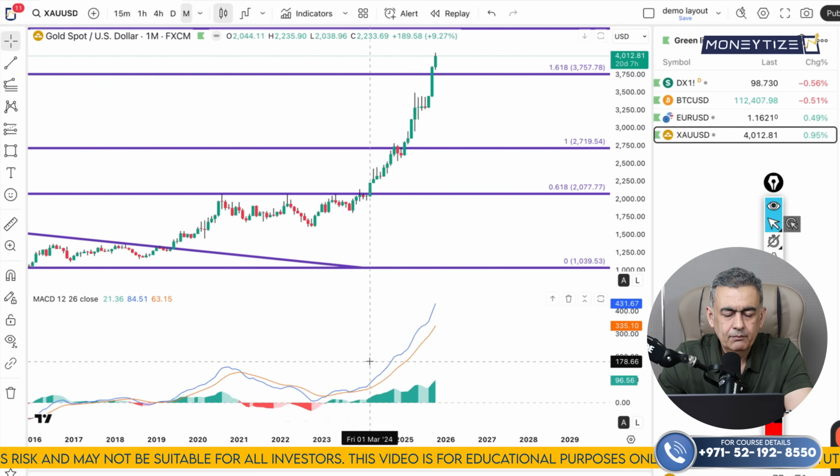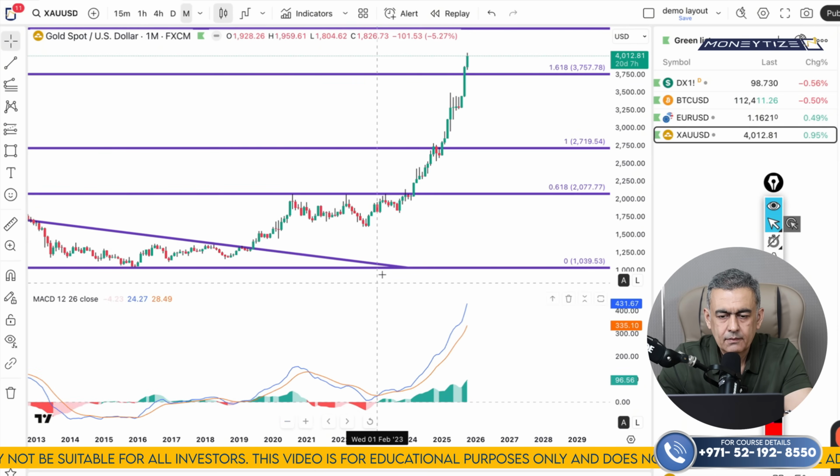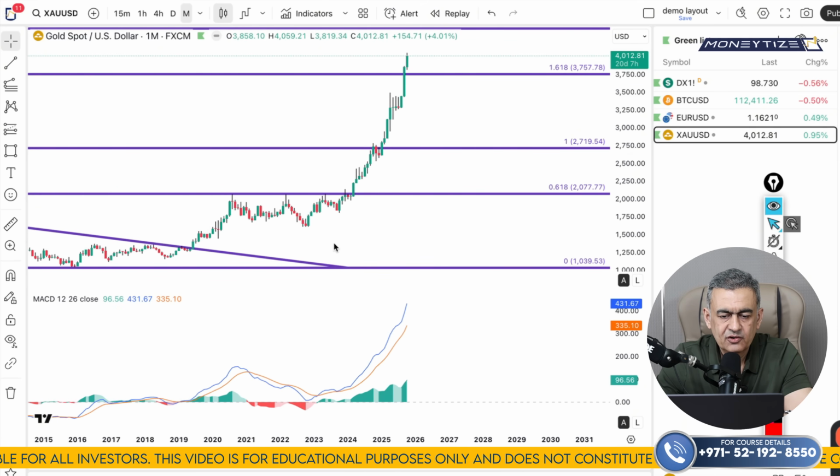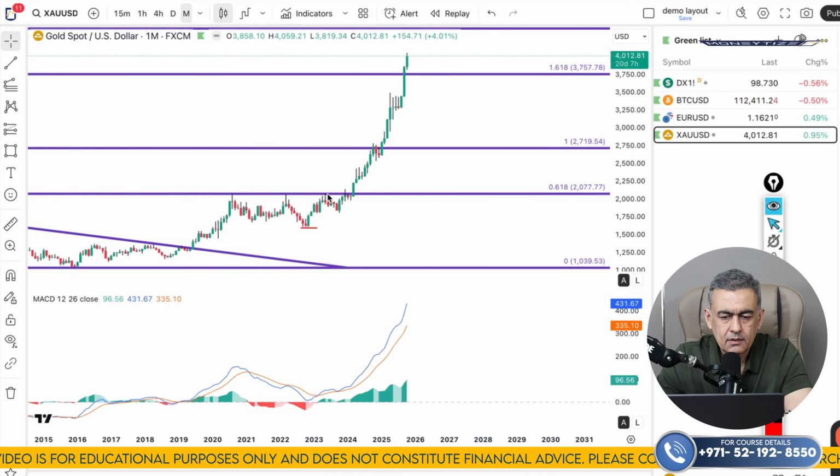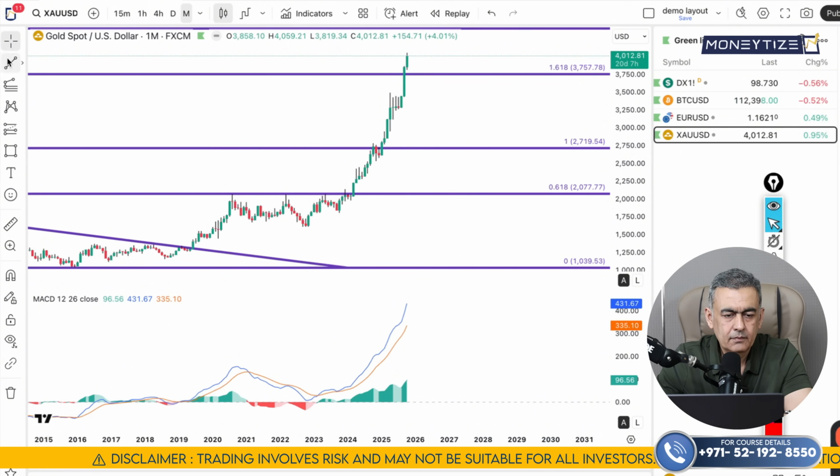Now on the monthly frame, I'm going to apply here the extension starting from this low, and I can apply here to this high, and this is the pullback point. So this is going to be our first extension on the monthly frame in the bullish direction.